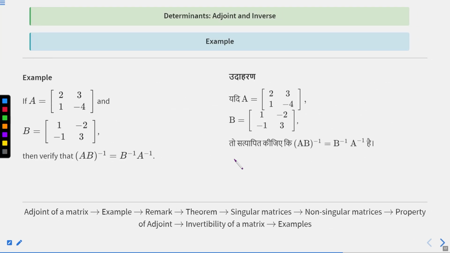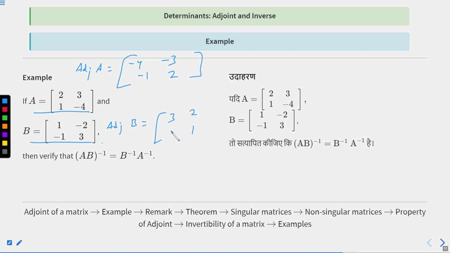Okay, let us take another example. So A is this, B is this. What we have to do is show that the inverse of the product of A and B is the same as this. Okay, let us show that. So we will approach using adjoint. First of all, let me find the adjoint of A. Very simple to find. Just replace these positions, you will get this, and put a minus sign. Okay, so now adjoint of B.